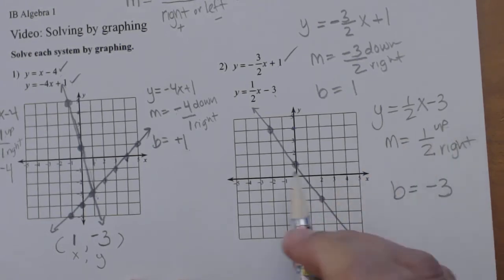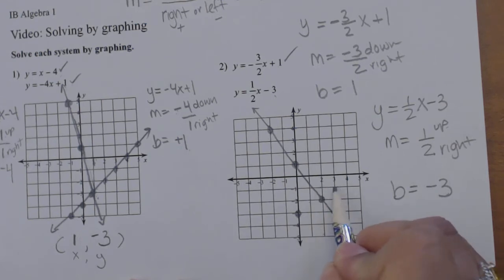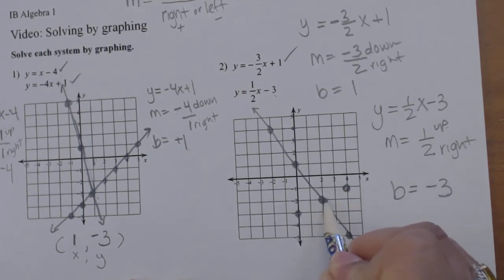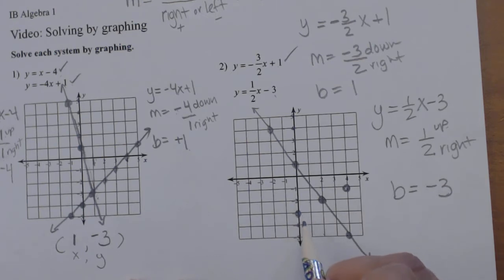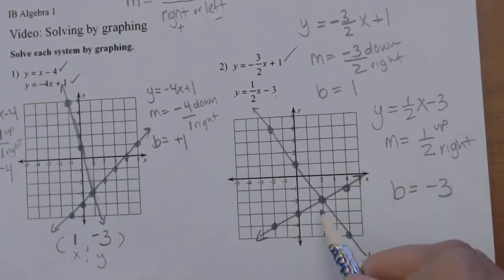I'm going to go up 1, right 1, 2. Up 1, right 1, 2. So I'm going to use this point here. So that is the intersection because I do hit it. Down 1, left 1, 2. So I just wanted to do the other side, which is the opposite. So if we look, this is where they intersect.